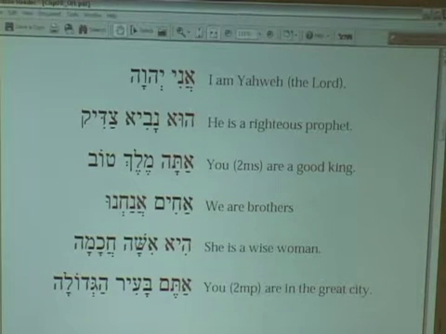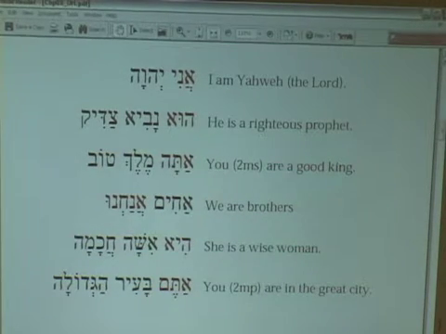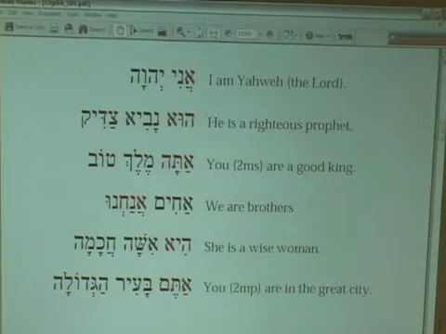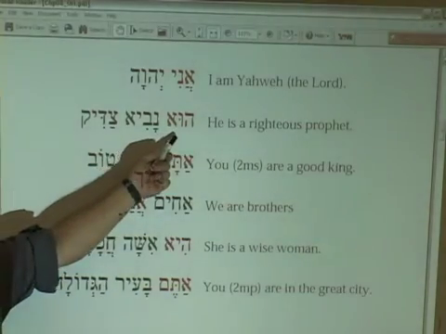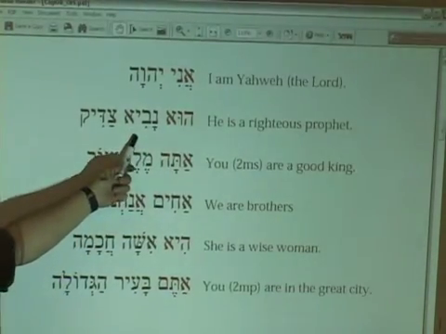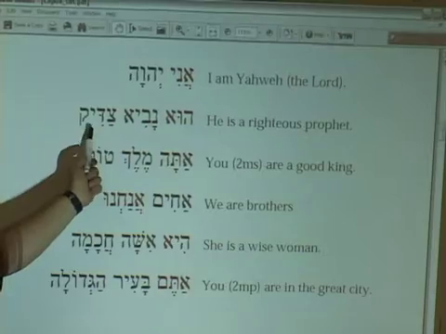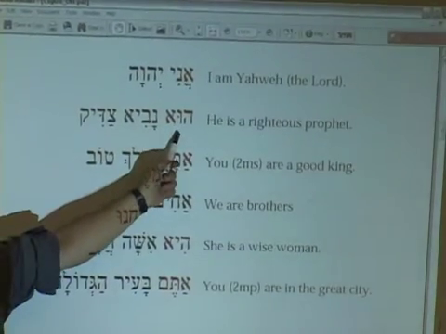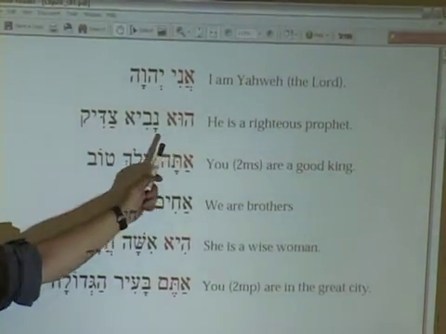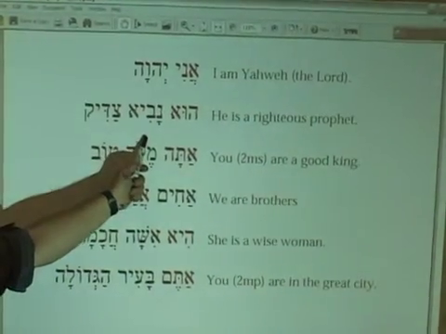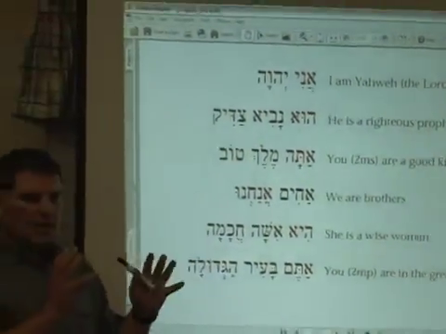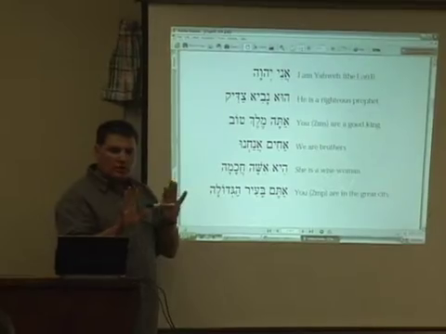Next one down, Chad, could you read that please? Hu navi tzaddik. He is the righteous prophet. Hu means he. Navi, prophet, tzaddik, righteous. That's an adjective. This is a pronoun, and this is a noun. So now you can see how in a Hebrew sentence these would be related to each other.